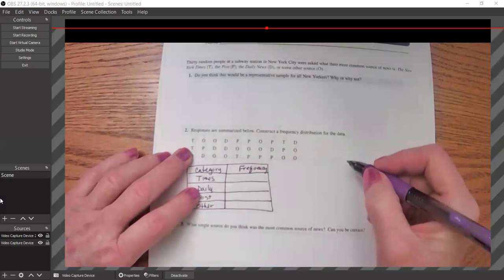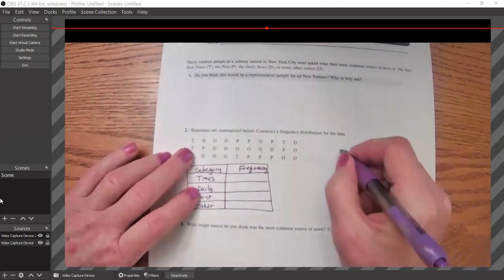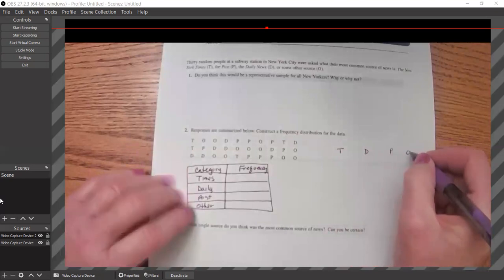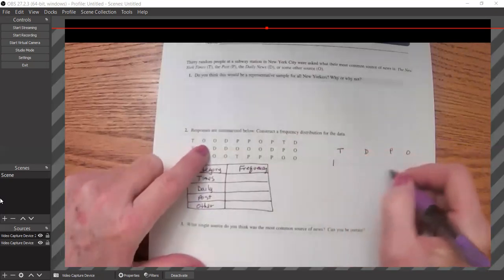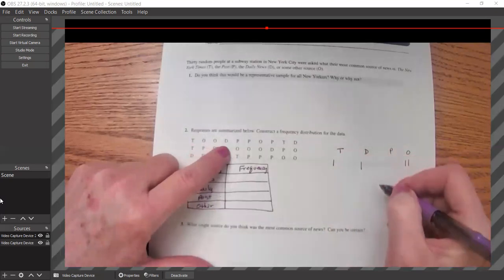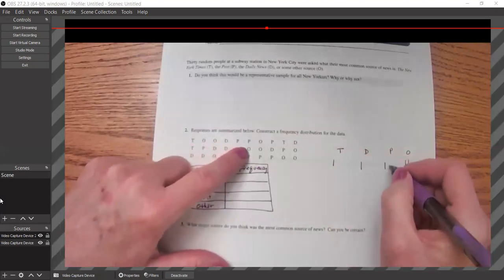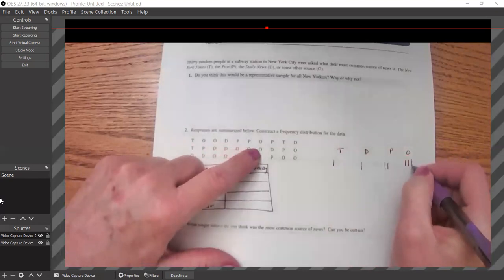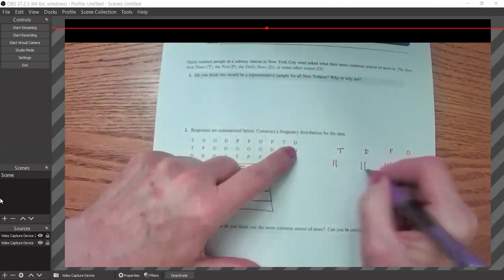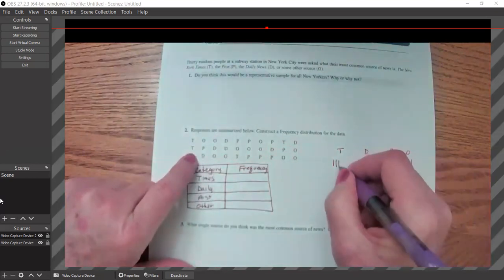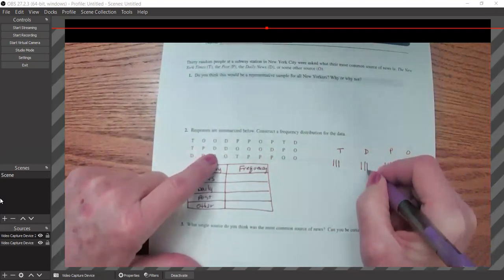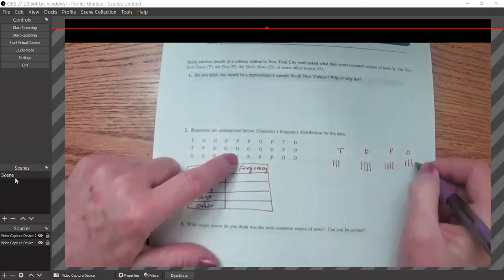So we're going to do the tick method. Every 5th tick is going to get a cross. So here we have Times, Daily News, Post, and Other. 1 for the Times, 1 for Other, 1 for Other, 1 for Daily News, 1 for Post, 1 for Post, 1 for Other, 1 for Post, 1 for Times, 1 for Daily News, 1 for the Times, 1 for the Post, 1 for the Daily News, another for the Daily News, for Other.